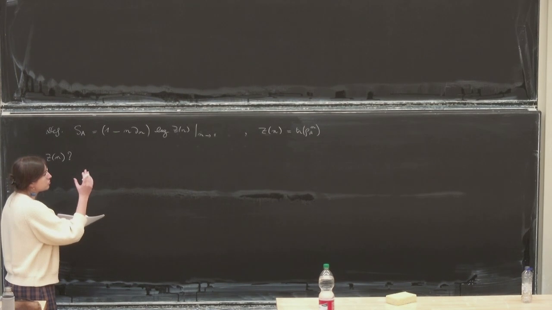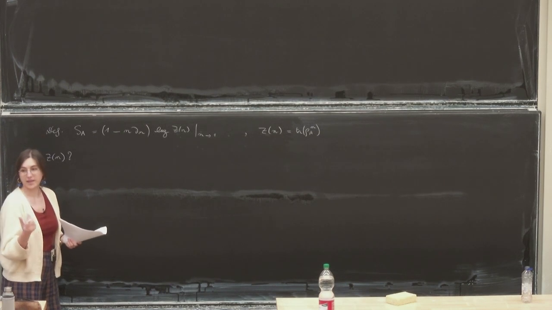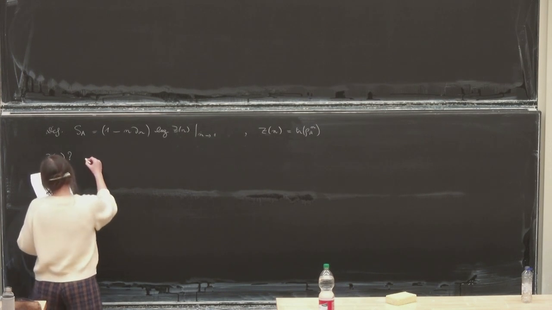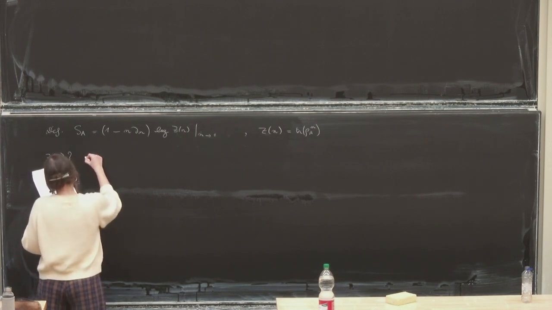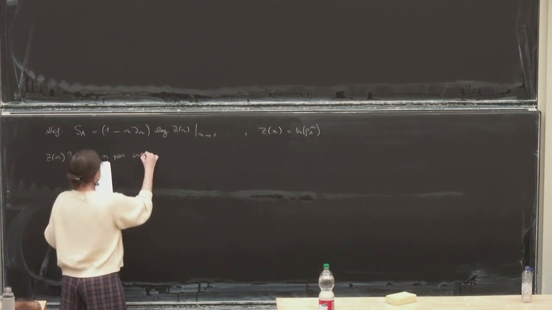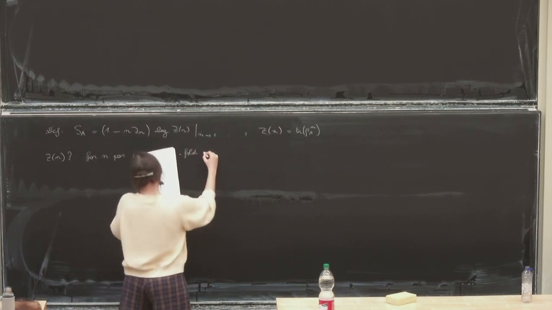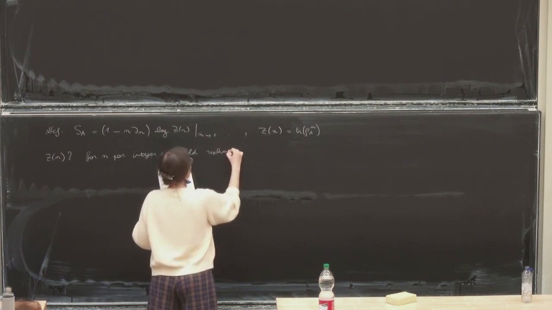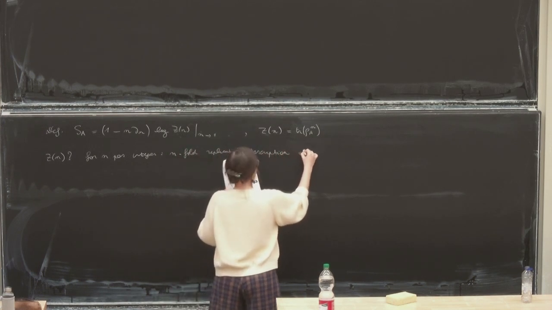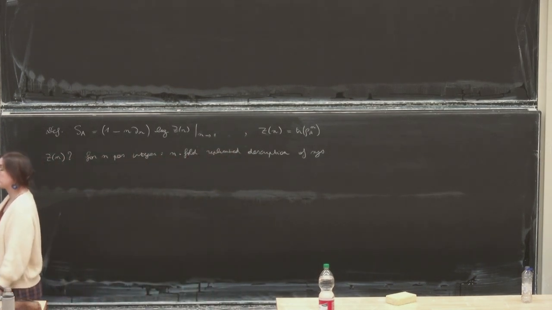In fact, there will be two different ways in which we can interpret Z_n as an n-fold replicated version of your system. And we'll discuss that in detail. But let me just write in words. So we can make sense of this object for n a positive integer, in which case Z_n gives us an n-fold replicated description of our system. So the strategy for finding this geometric entropy will be the following.